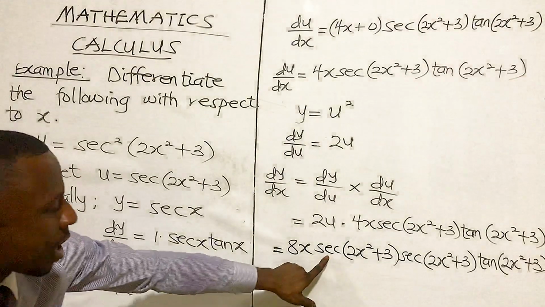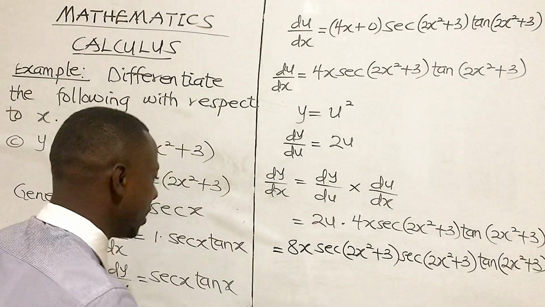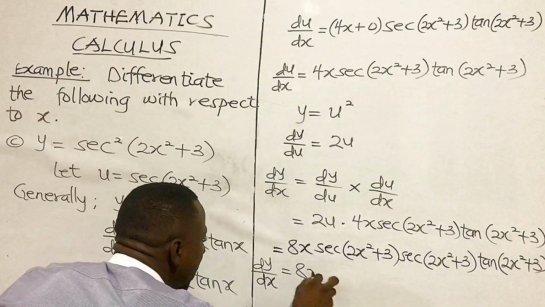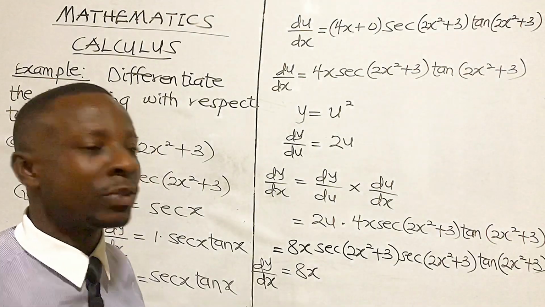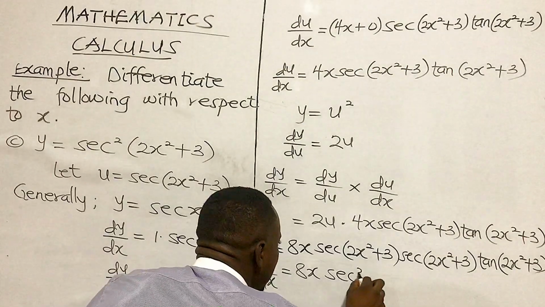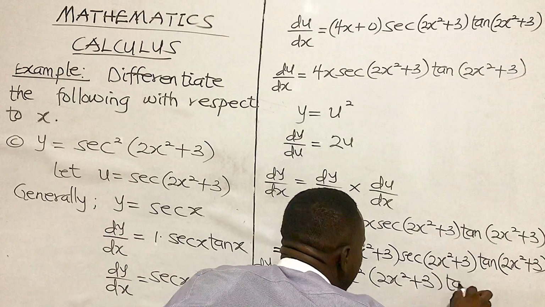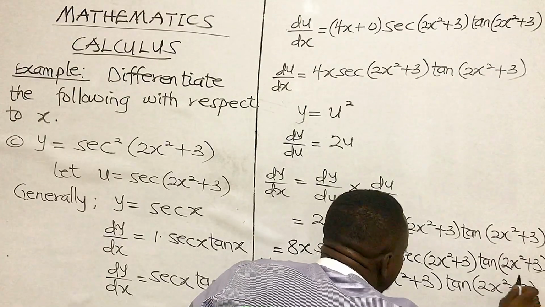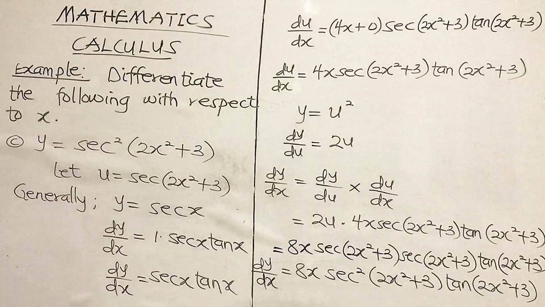So from here, we have sec of the same function multiplying sec of another function. Then we are going to get dy over dx to be 8x. So when this and this multiply, we are going to get sec squared of 2x squared plus 3, then tan multiplying 2x squared plus 3. And this will be the final answer. The next example.